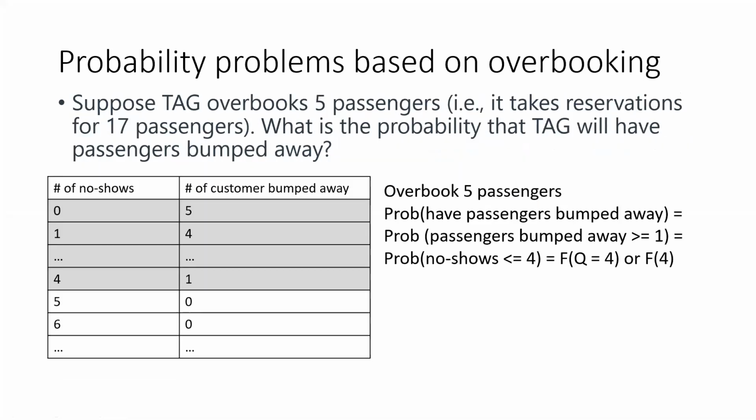Suppose TAG overbooked 5 passengers. It takes reservations for 70 passengers. What is the probability that TAG will have passengers bumped away? In this kind of question we don't care about the capacity, how many total seats are on that flight. We care how many are overbooked, and the question will tell you that. In this question, it's 5 passengers overbooked.